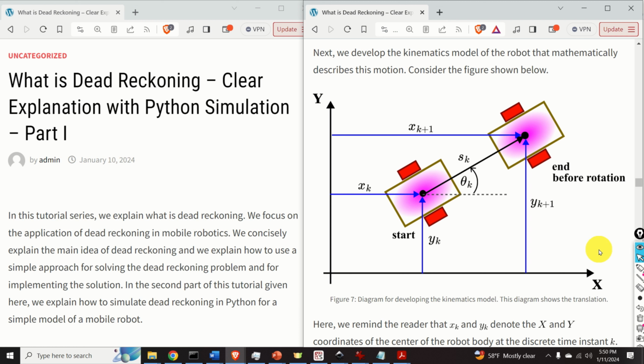In the third and fourth parts of this tutorial series, we will present a more optimal approach for solving the dead reckoning problem. But before I start with explanations, I need to mention the following.